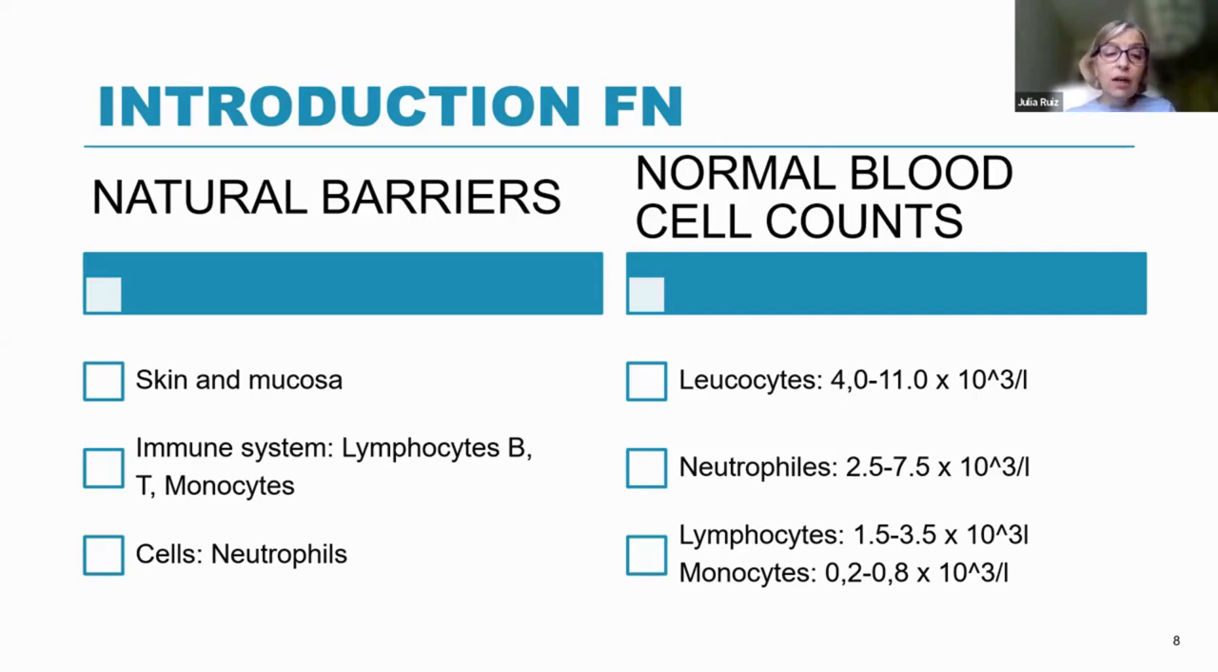And then in the first line we have neutrophils. This is really the first line of defense that is going to protect us, and they are going to go against bacterial and fungal infections.